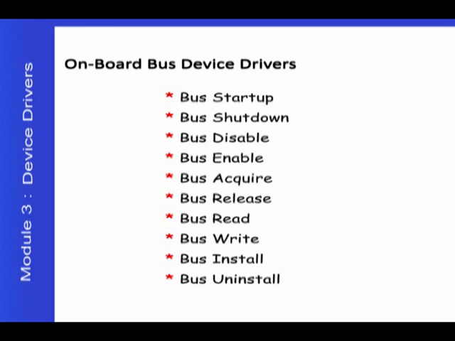Bus disable. This function allows software to disable a bus. Bus enable. This function allows a software to enable a bus. Bus acquire. It allows a software to lock access to a bus. Bus release. It allows software to unlock a bus it had previously locked.